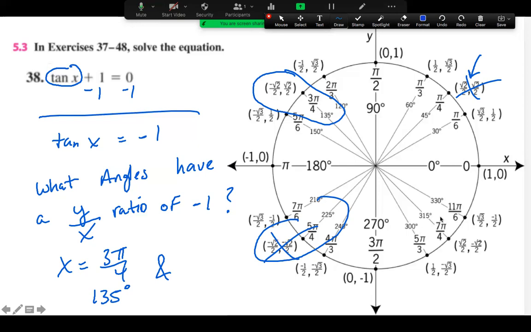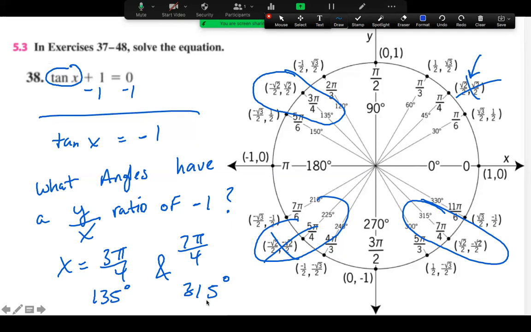How about in quadrant 4? What about right here? Negative root 2 over 2 divided by positive root 2 over 2 would be a negative 1. So that also is a solution. 7 pi over 4, which is also known as 315 degrees. So there you have it, folks. That is how you solve these trigonometric equations.